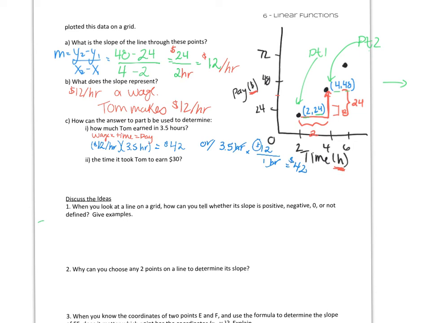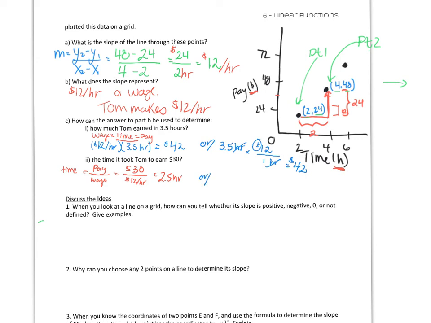The time it took Tom to earn $30. So if we want to solve for time in this equation, we need to divide both sides by wage. So your pay divided by your wage will equal the time you spent working. So if he earns $30 and his wage is $12 per hour, dividing those two, you get 2.5 hours.